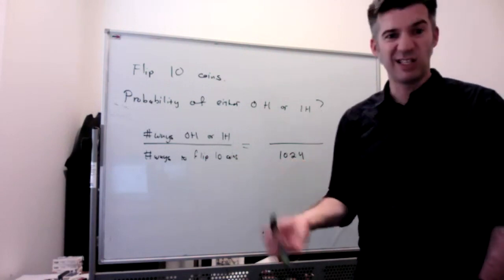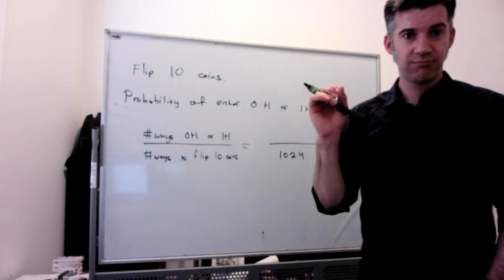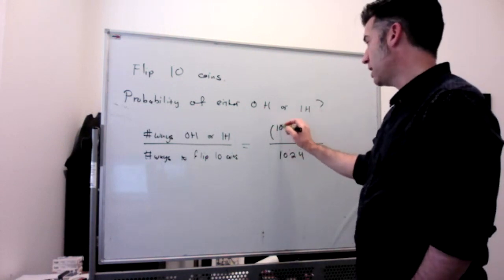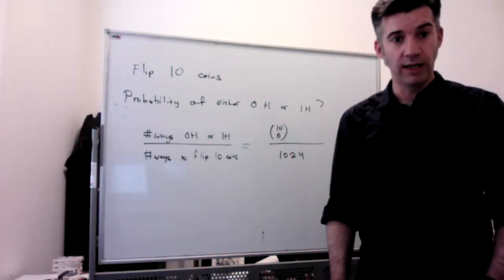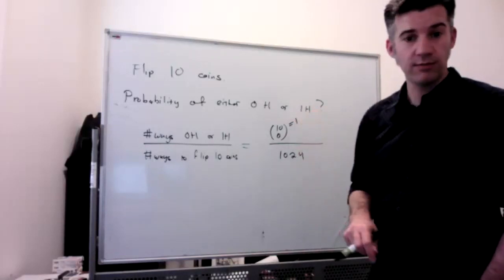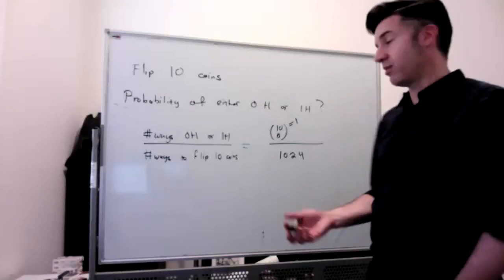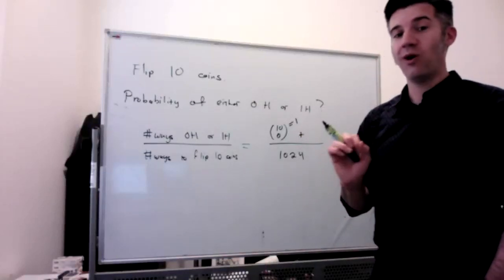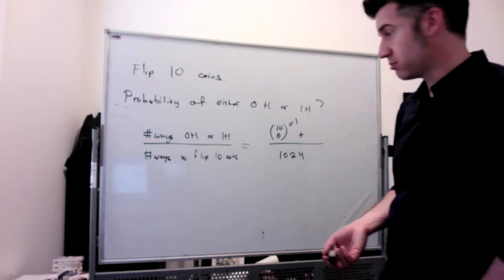How many ways are there of getting 0 heads? 1. Or if you prefer, 10 choose 0. There are 10 choose 0 ways of getting 0 heads, and that's equal to 1. Somebody else should be able to tell me how many ways are there of getting 1 head when you flip 10 coins.